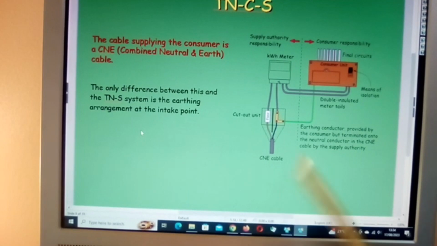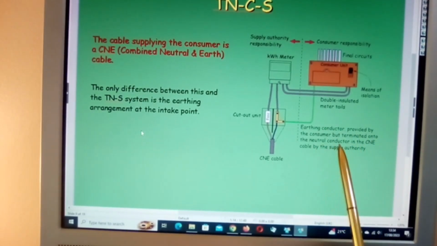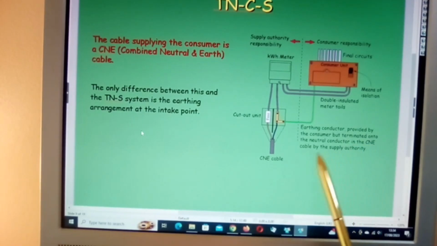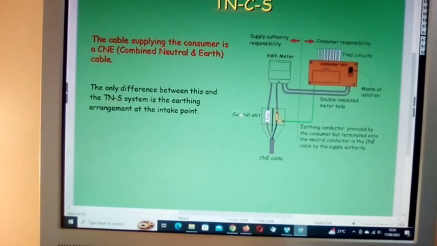Earthing conductor provided by the consumer but terminated onto the neutral conductor in the CNE cable by the supply authority. They will have that coming out to you.